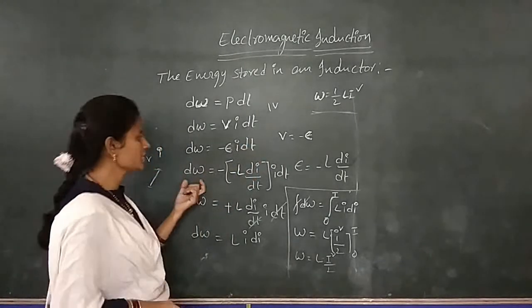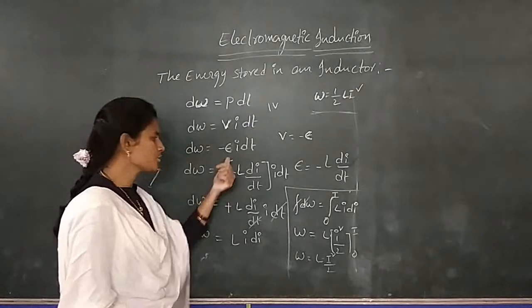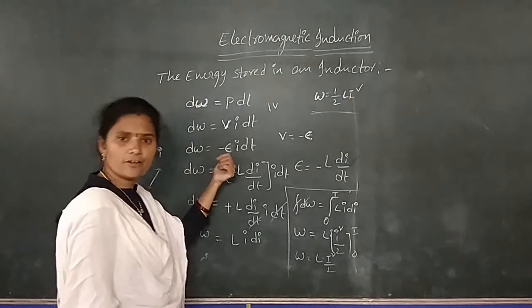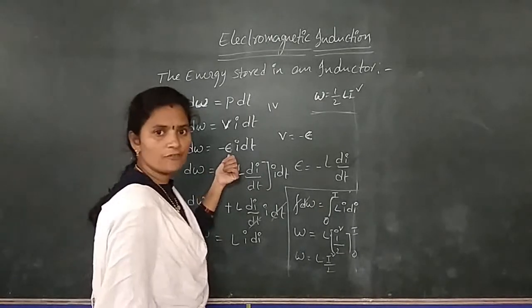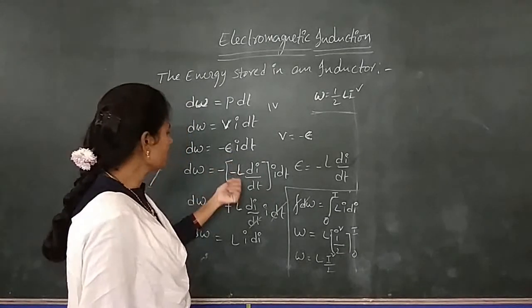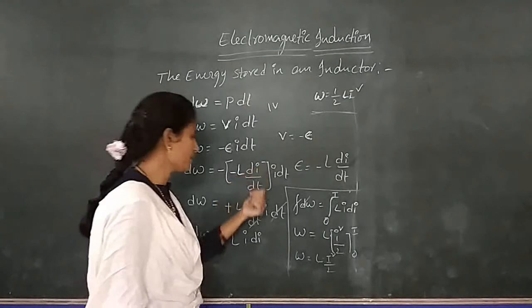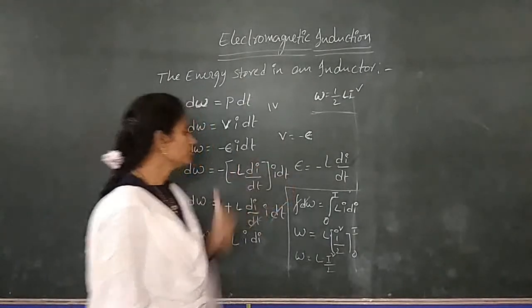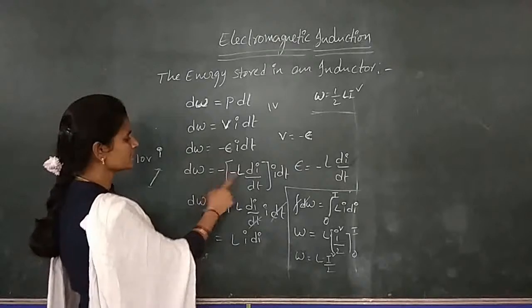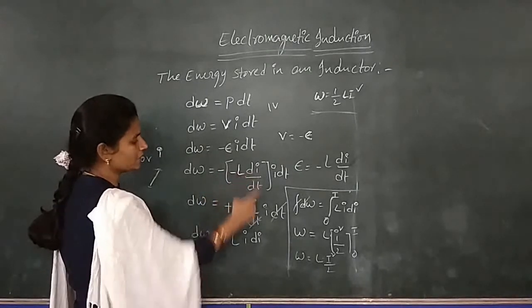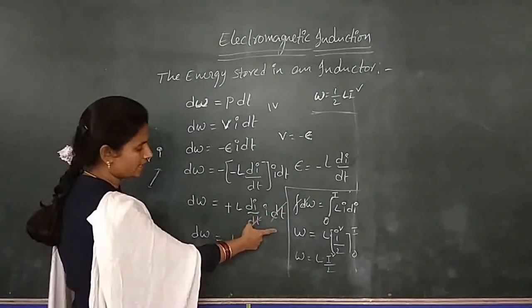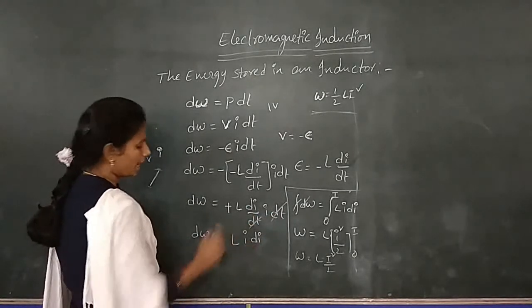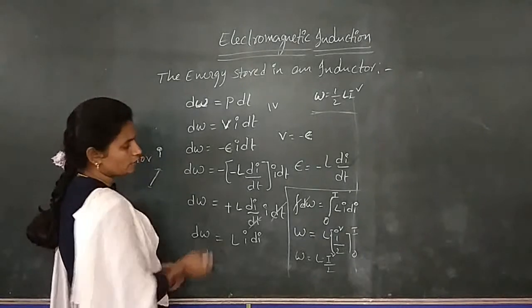So it will be equal to minus E I dt. So here dW is equal to minus into the induced EMF. In self-induction, the induced EMF is equal to minus L into di by dt, I into dt. So here minus into minus is plus L into di by dt, I dt. Here dt gets cancelled. Then L into I di. So this is the work done.